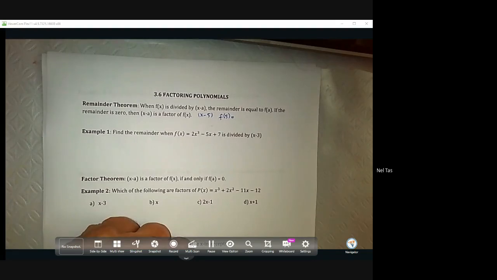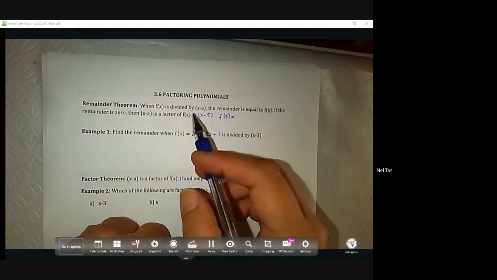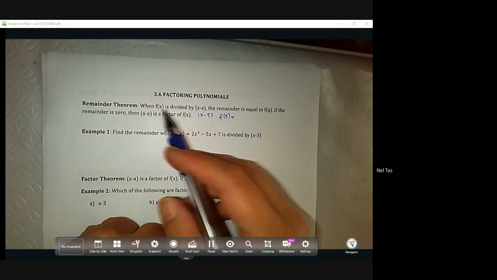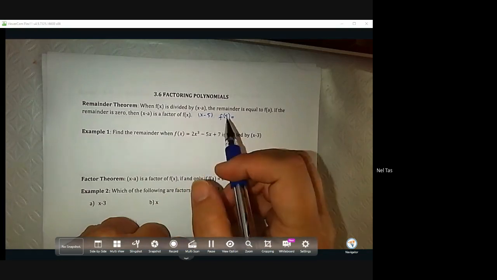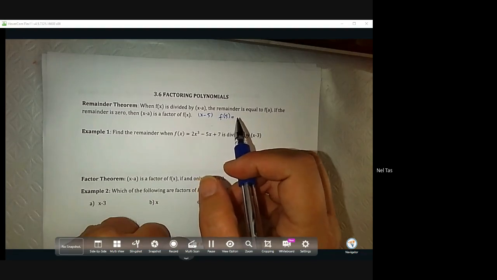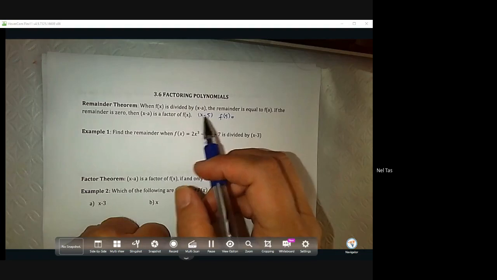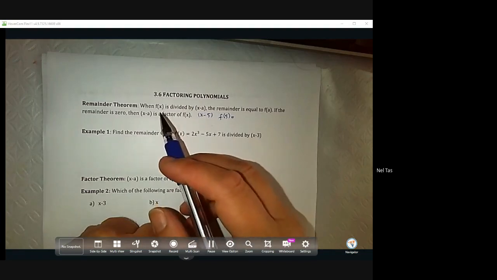Okay, and if you get the remainder being 0, then x minus a is a factor. In this case, let's say you are dividing f of x by x minus 5, and then you substitute 5 in the f function. Then if you get 0 as a remainder, then you can say that x minus 5 is a factor of f of x.